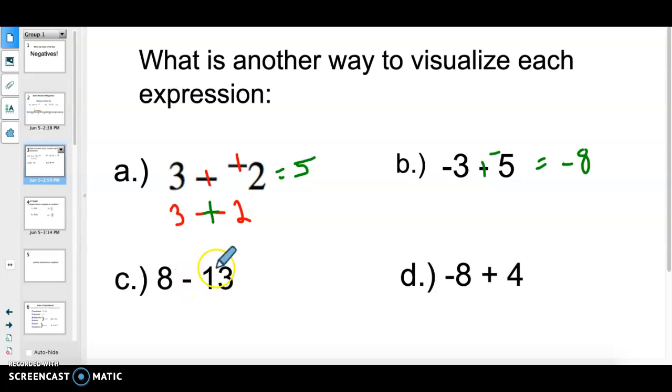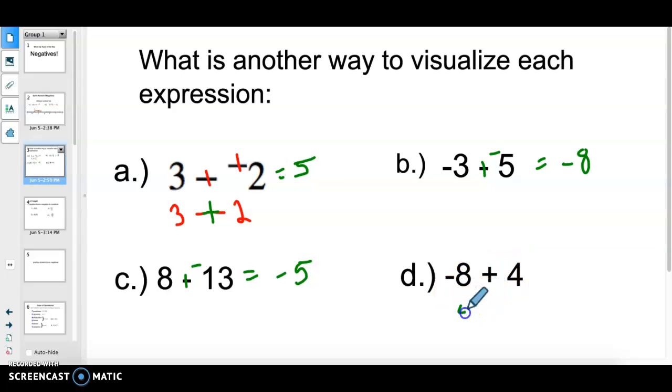8 minus 13, I don't have a lot of tricks for this one. Sometimes I still write it as 8 plus negative 13, and then I see that the 13 is larger than 8, so it's kind of like 13 minus 8 is 5, and then 13 was the bigger number and it was negative, so it's going to be negative 5.